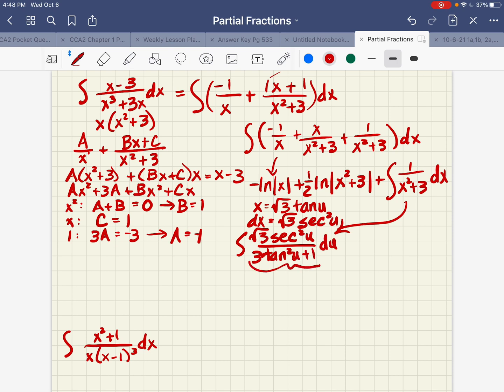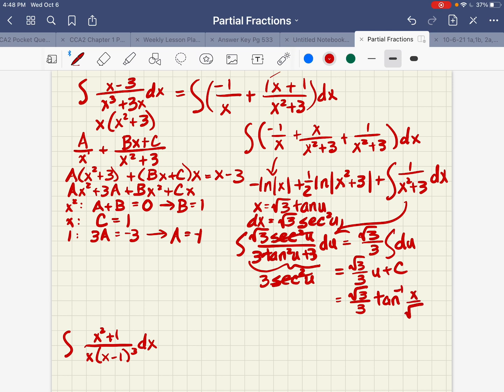And this, oops, this is a 3, will become 3 times tangent squared plus 1, or 3 secant squared u. So that secant squared would cancel with this, and I'd have root 3 over 3 integral du, which is root 3 over 3 u plus c, which is root 3 over 3, let's see. u is inverse tangent of x over root 3.